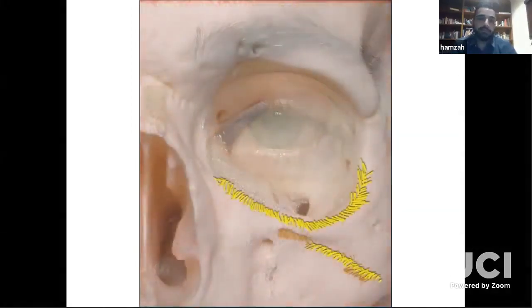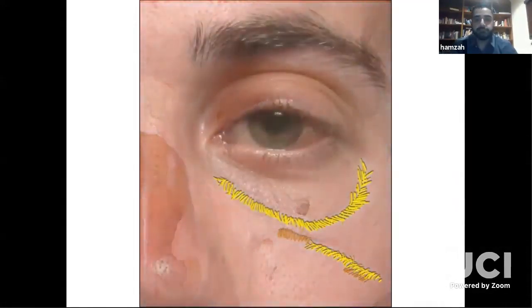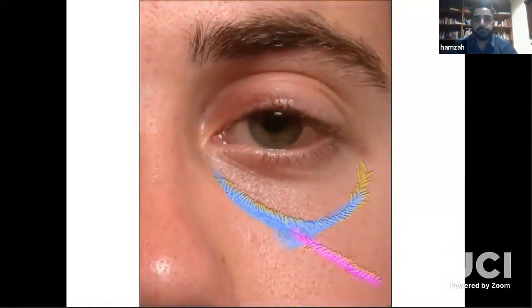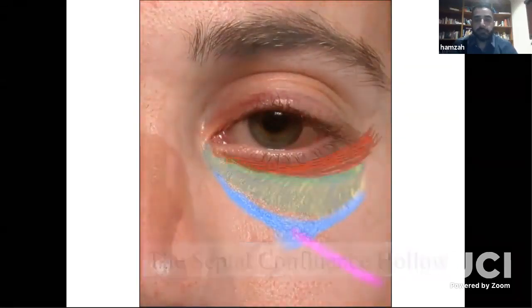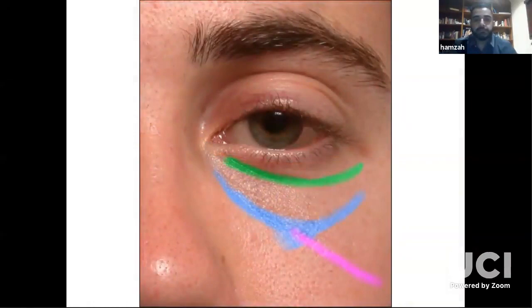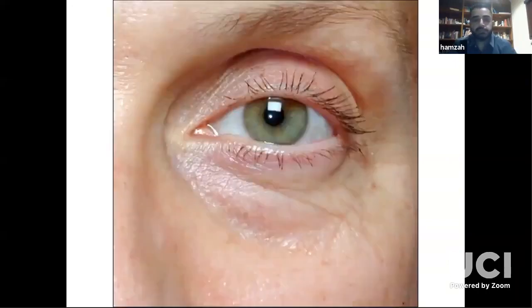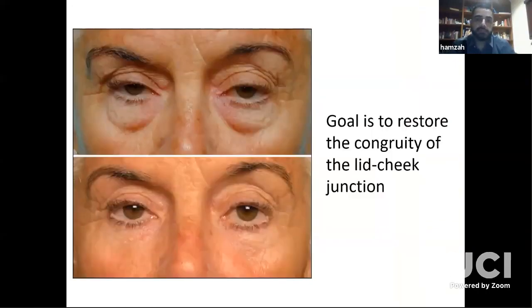This series will show you exactly those anatomical landmarks. The septal confluence hollow can be seen there at the border between the pretarsal orbicularis and where the septum attaches onto the lower eyelid. And this is uniform. You'll see this in all these patients who present with these aging changes. So the goal is to restore the congruity of the lid-cheek junction, as in this patient here.